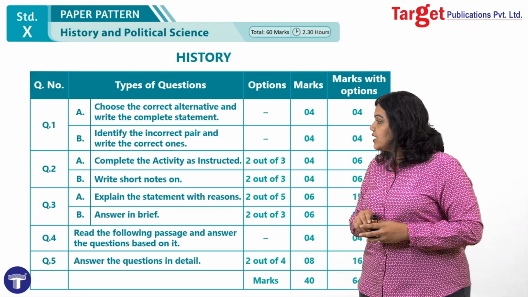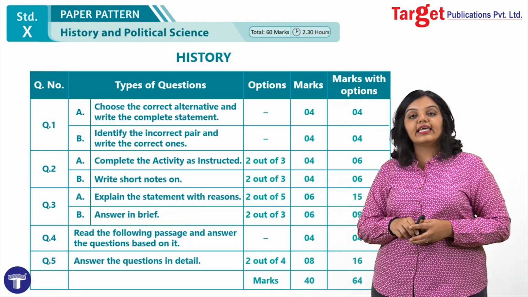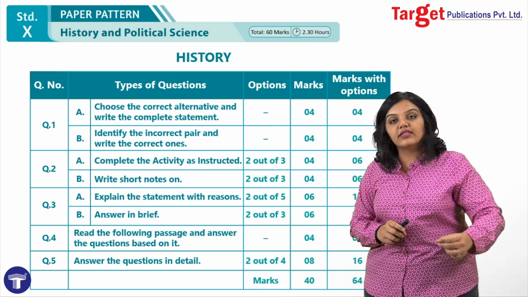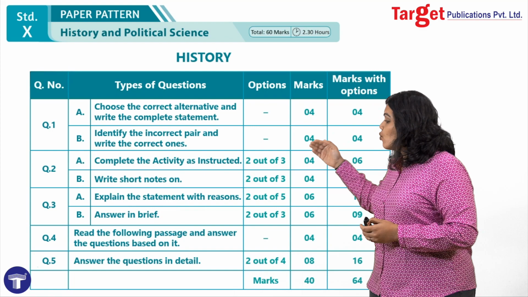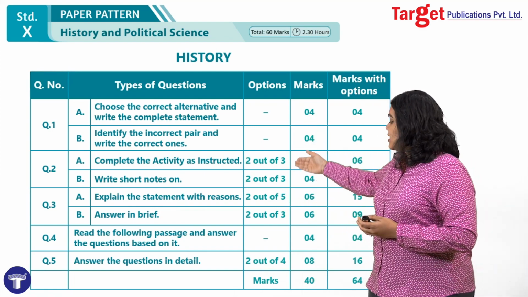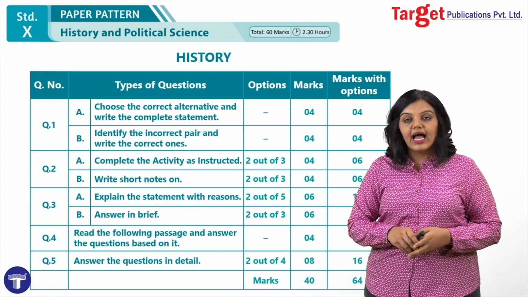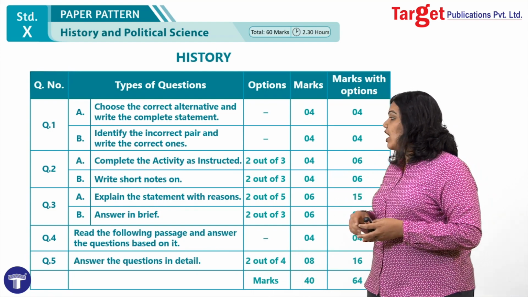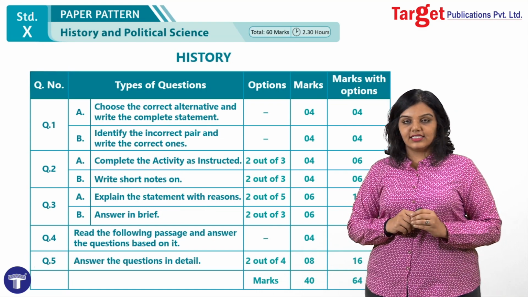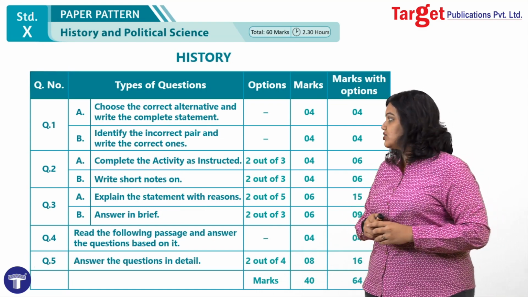Here, I want you to take a look at the fact that question 1A and B do not have any options, which means they are compulsory questions, as also is question number 4. Besides that, as you can see, there are plenty of options in your paper, and you have a lot of marks that can be scored in such a paper pattern. So let's discuss this paper pattern question by question.